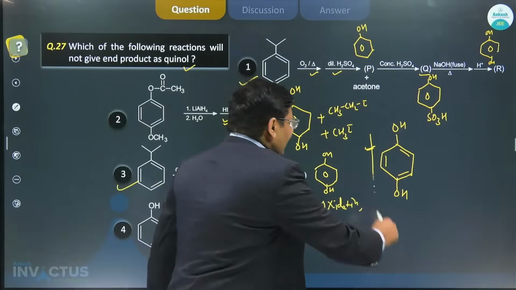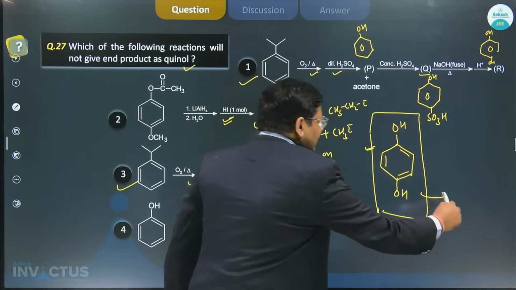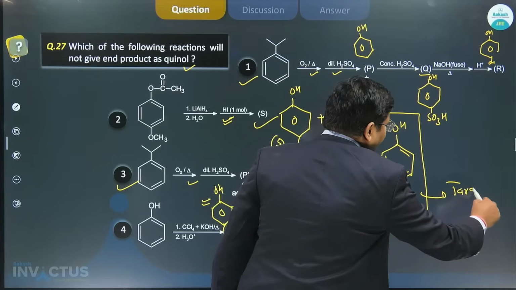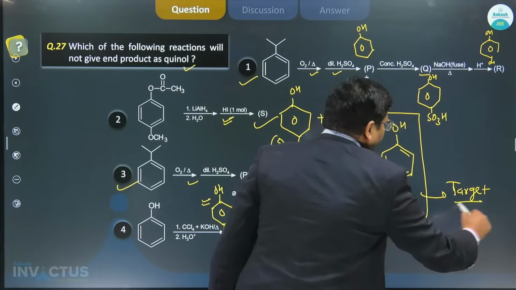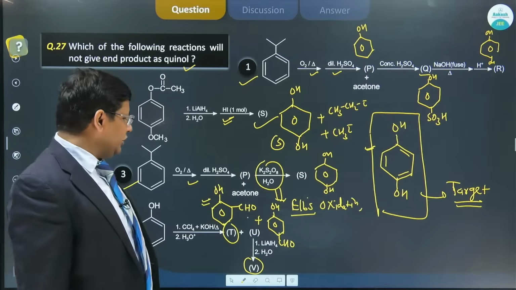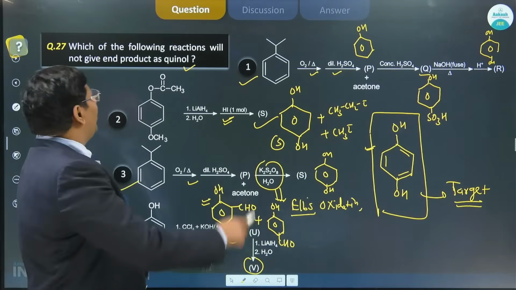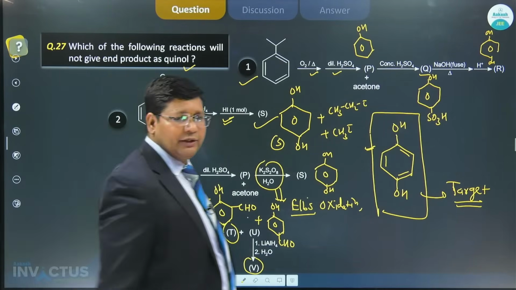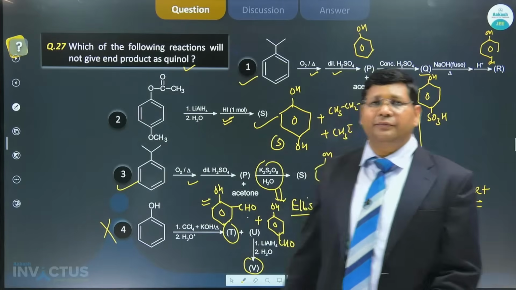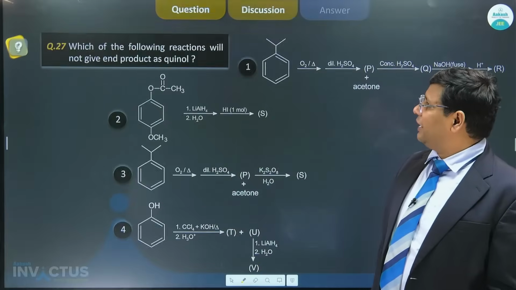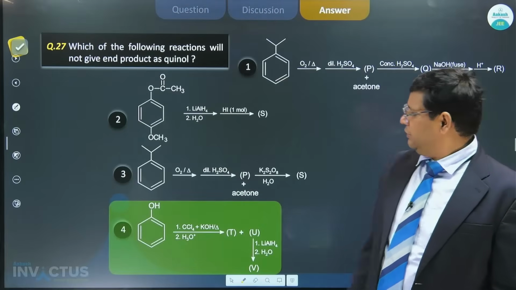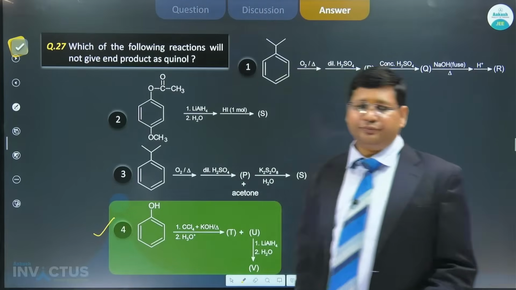Para quinol we can't get because this is our target. So this is the target molecule which we have to achieve, right? This target molecule will be achieved only in the case of 1, 2, 3. So I think 4 will be wrong in that question. It will not give the end product as a quinol. Correct one? So let me check the answer. I hope 4 is the correct answer.